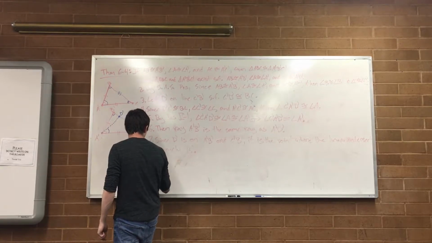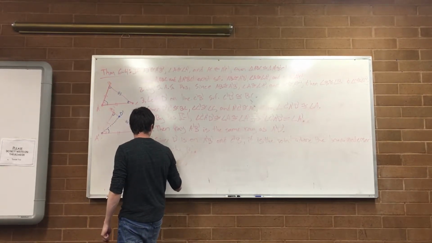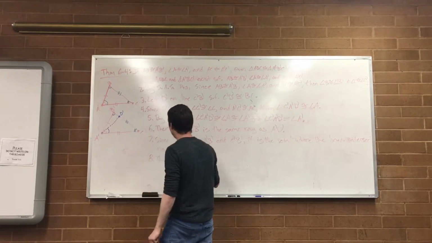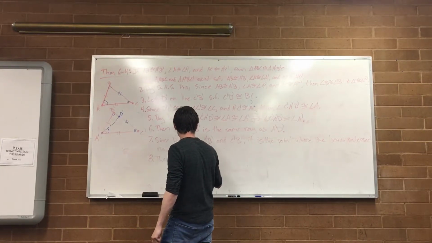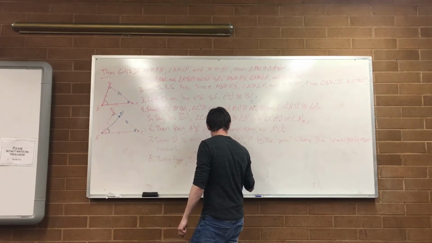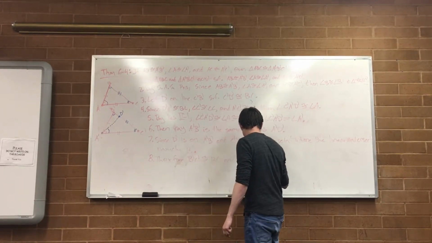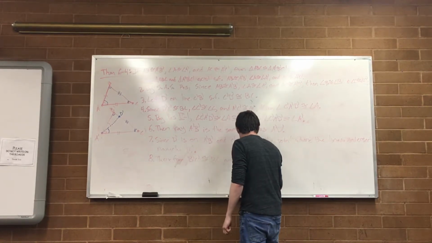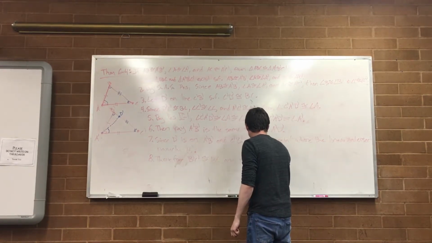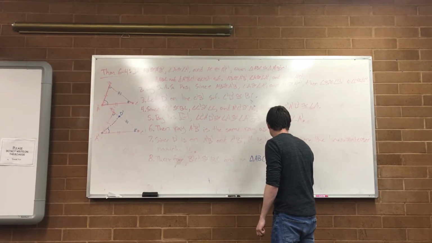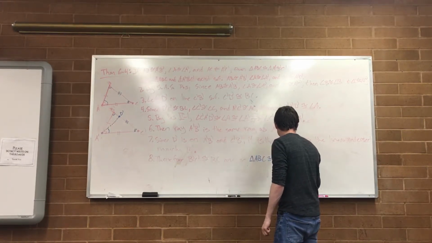BC. Therefore, A, B, C. B prime C prime is congruent to BC, and so triangle ABC is congruent to triangle A prime, B prime, C prime.